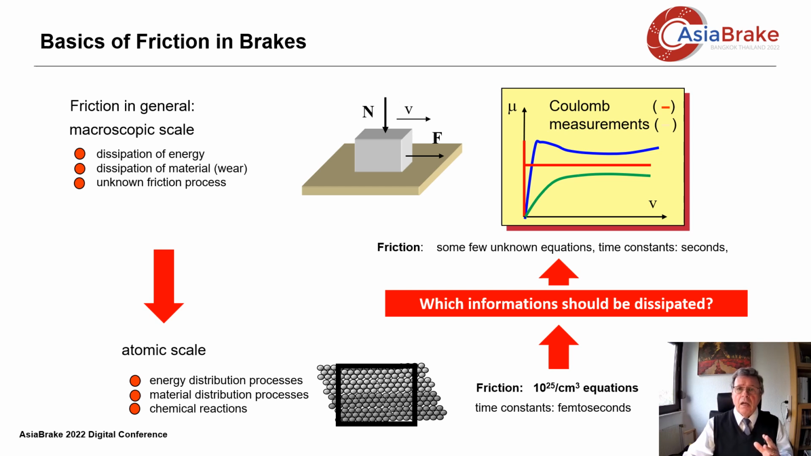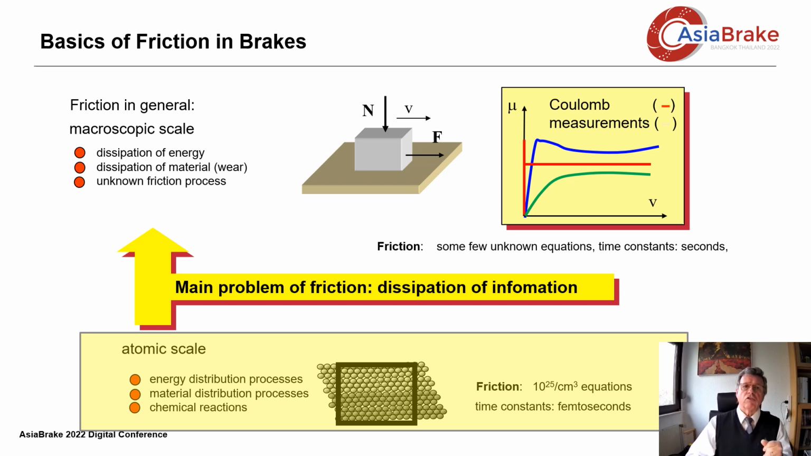But then, yes, you need about 10 to the power of 25 equations for 1 cubic centimeter of matter, and the time constants of the dynamics would be femtoseconds. You can't handle that for microscopic friction with these non-stationary molecular dynamics. So the question is, which of these many equations you have to delete to get the few essential equations for friction in the microscopic world?